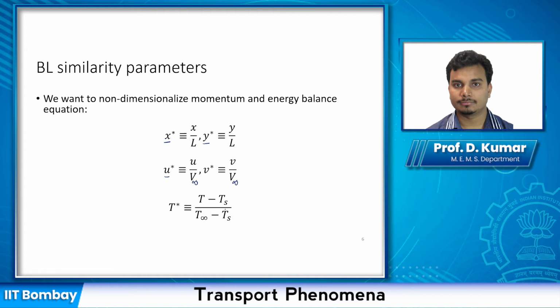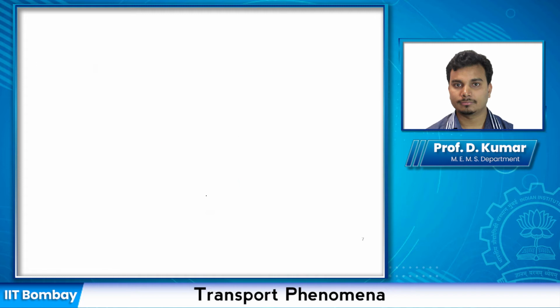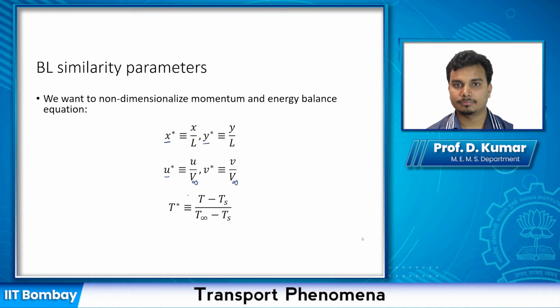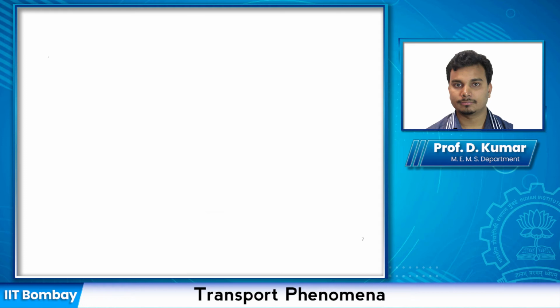Okay. So now if we use all of this in this equation, the initial equation is u ∂T/∂x plus v ∂T/∂y equals alpha ∂²T/∂y².